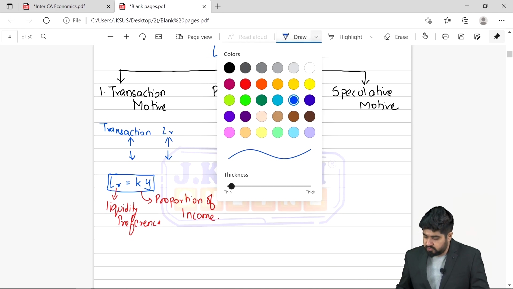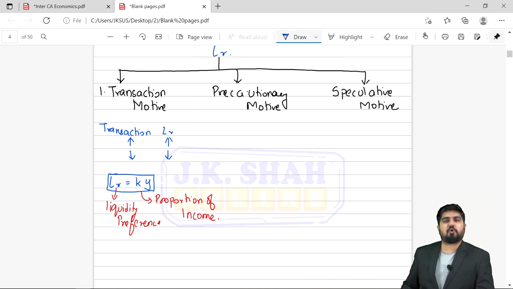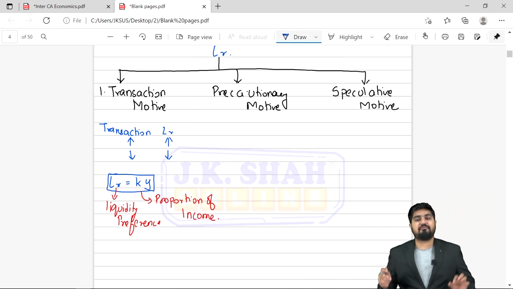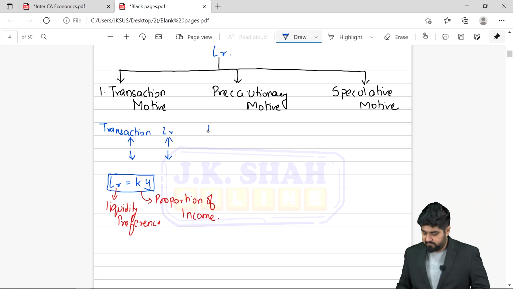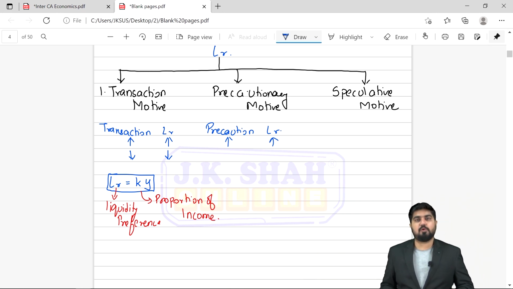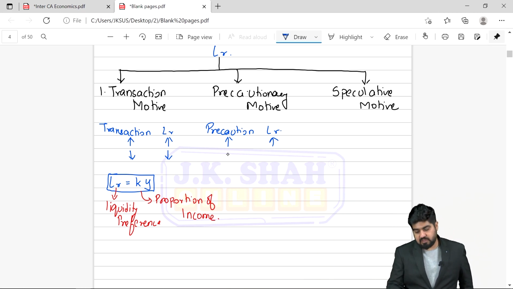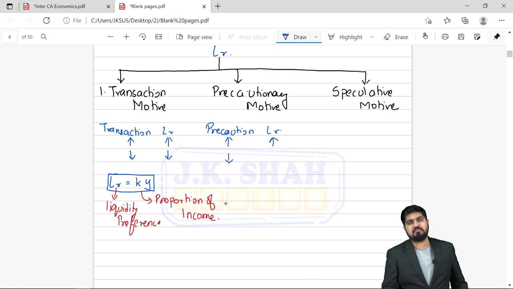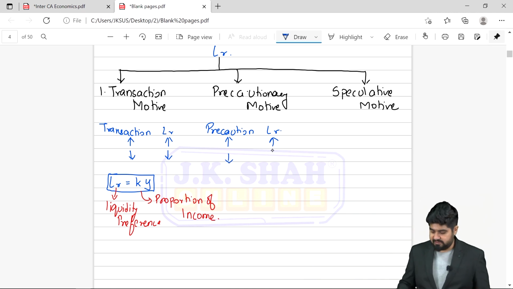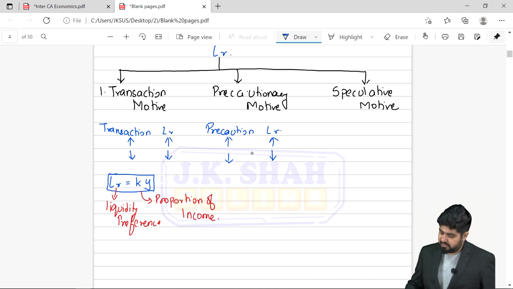Second case, students, is the precautionary motive. Now when I say precautionary motive, if more and more precautions are being taken, that means the person is pessimistic and will hold more liquid cash. A person who is highly optimistic takes fewer precautions, which means the liquidity ratio will be lower. Direct relationship.